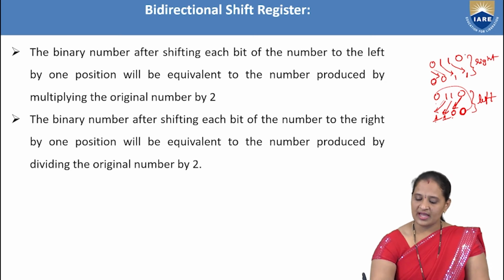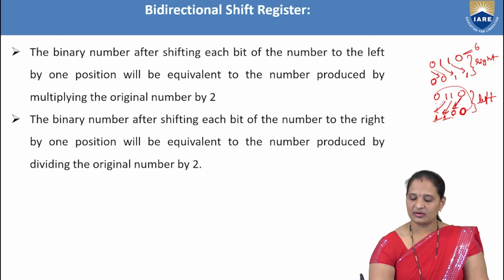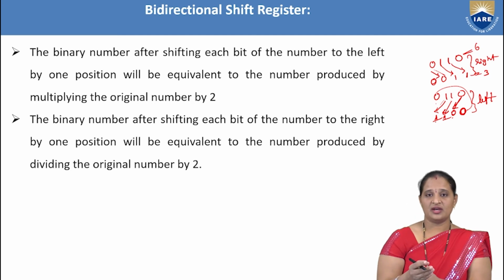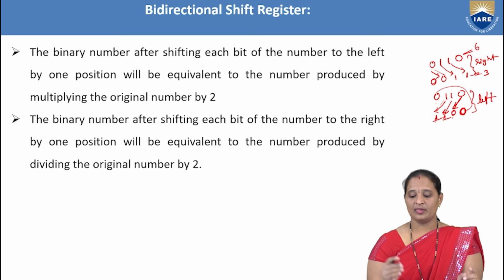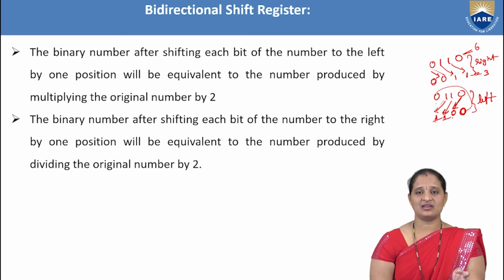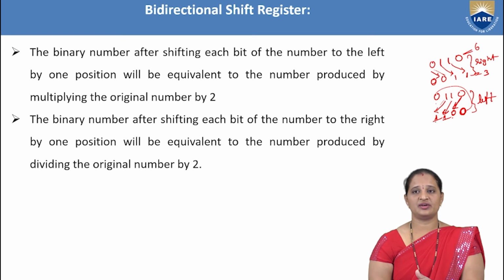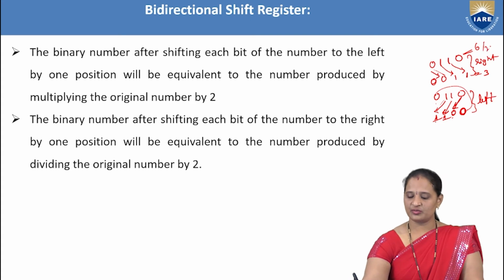So what is the actual decimal equivalent of this number? 6. What is the decimal equivalent of this number? 3. So that means when I perform a right shift operation, that means when I shift each bit of a binary number by 1 bit position to the right, then it results in a number which is equivalent to the division of that number by 2. So 6 by 2 is what?